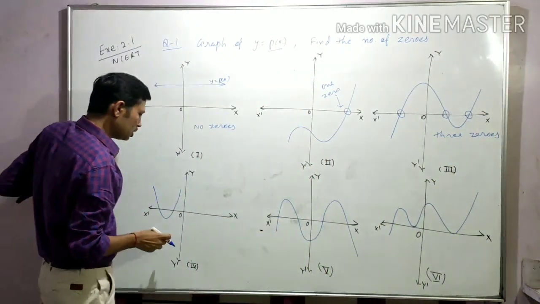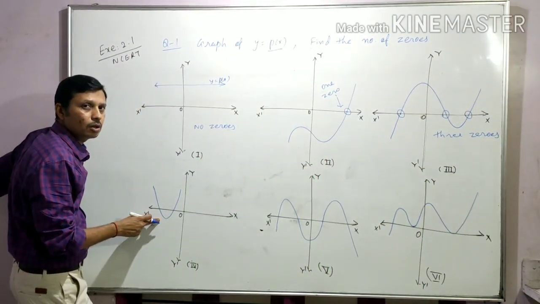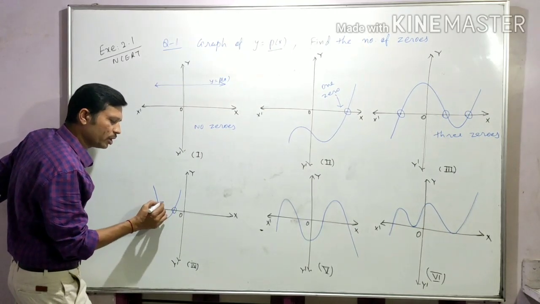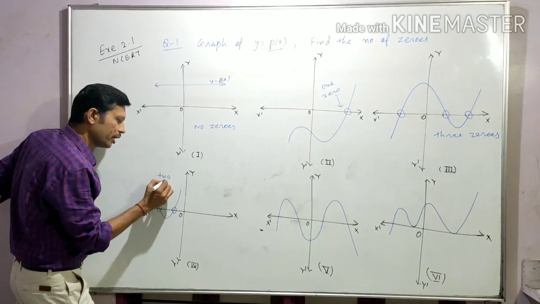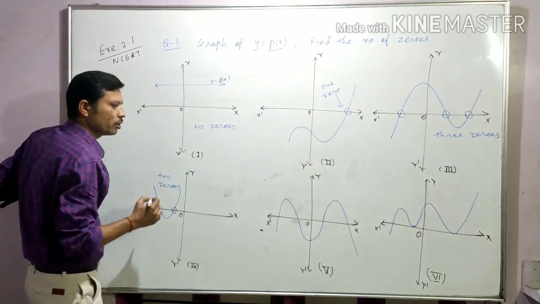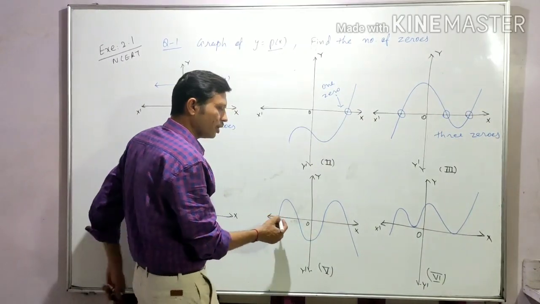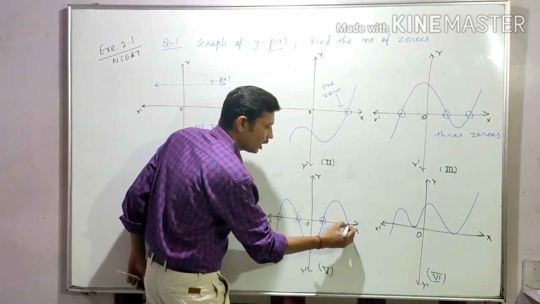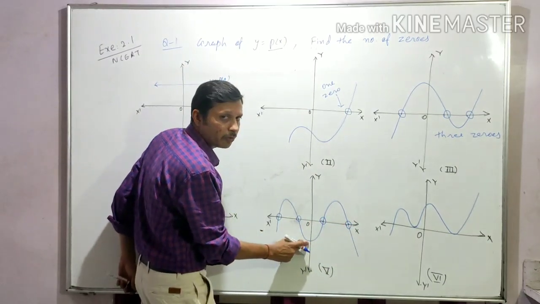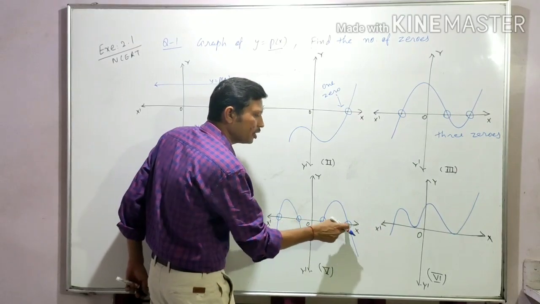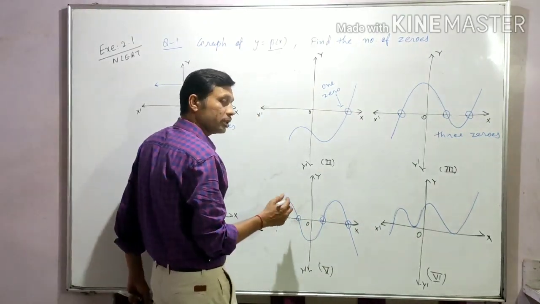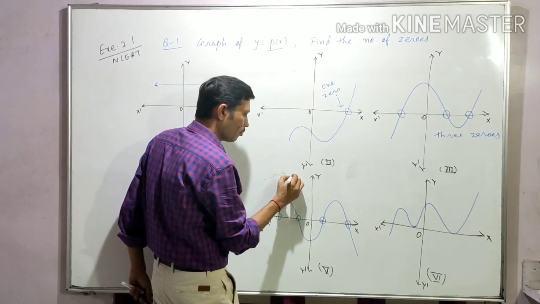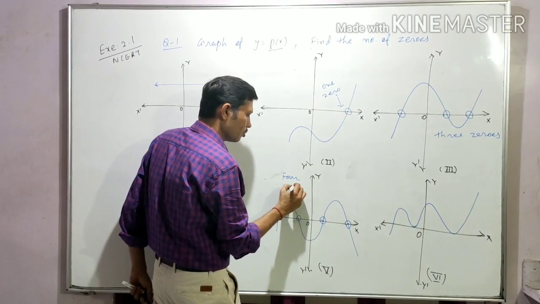Come to this graph. Again, it's a graph of a quadratic polynomial, right? This graph intersects the x-axis in how many points? 2 points. So how many zeros are there? 2 zeros. Again see this graph, it will intersect the x-axis at the 1st point, second point, third point, and the fourth point. These 4 points are of intersection with the x-axis. So it's a degree 4 polynomial. So how many zeros are there? 4 zeros.